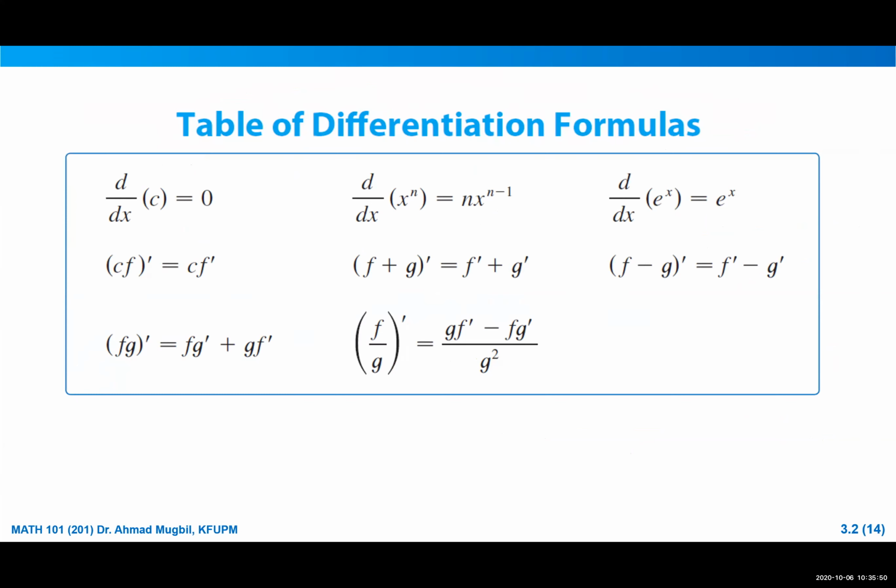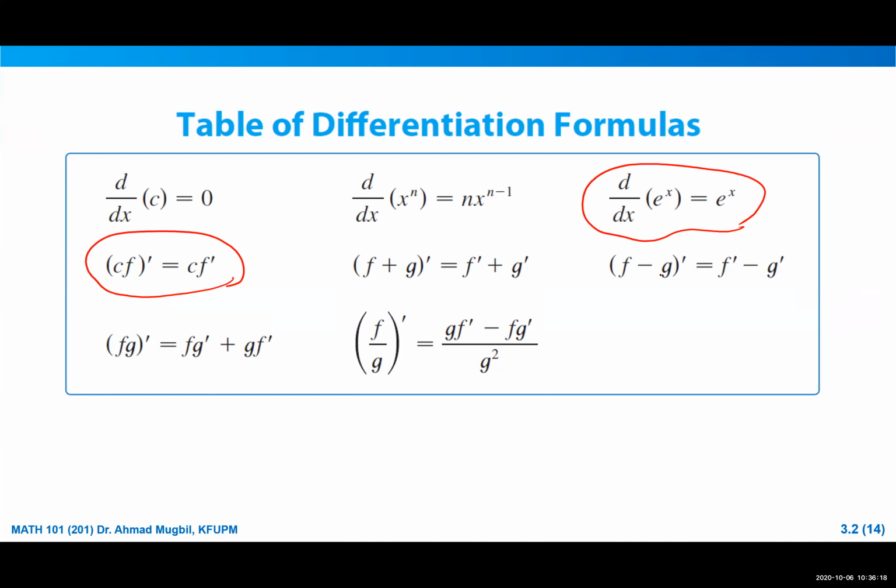Okay, so 3.1 and 3.2 until now: the derivative of the constant is 0, the derivative of the power function, the derivative of the natural exponential function. When you have a function multiplied by a constant, the derivative will be the constant. You can apply the product rule here, by the way. If you apply the product rule, it will be clear.